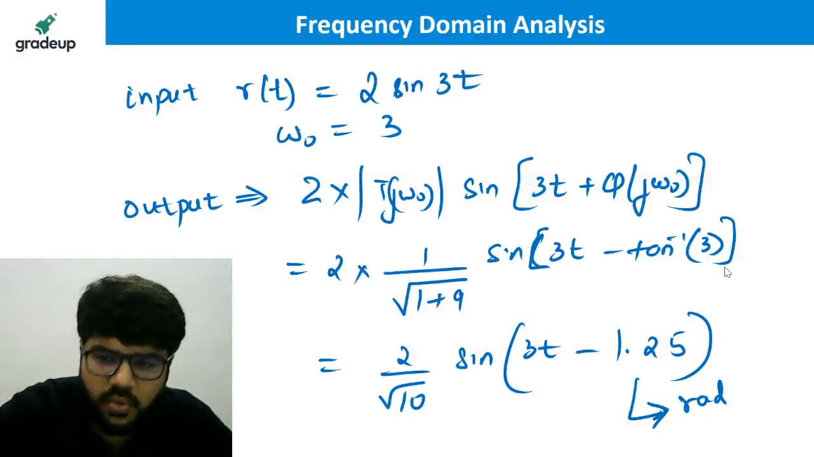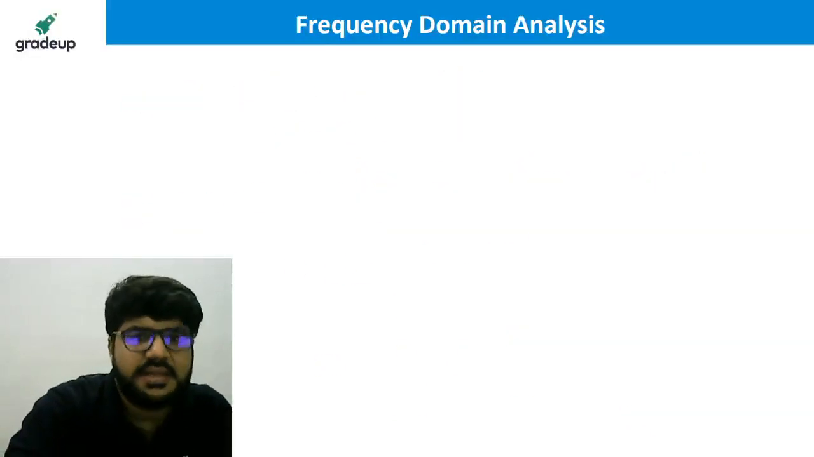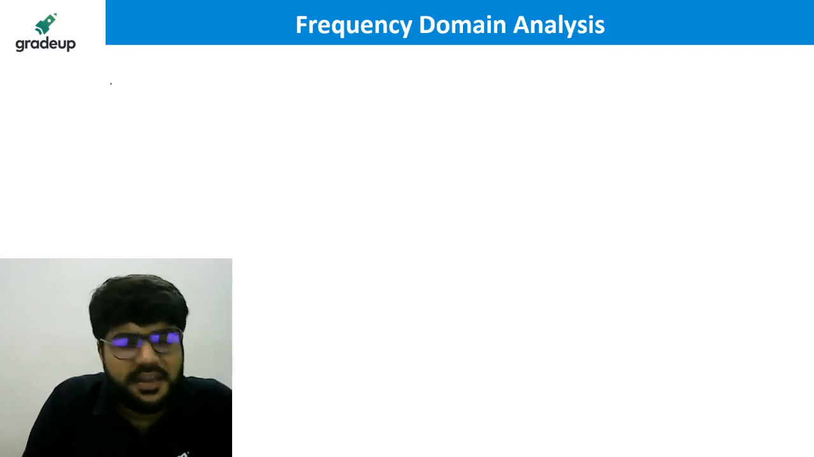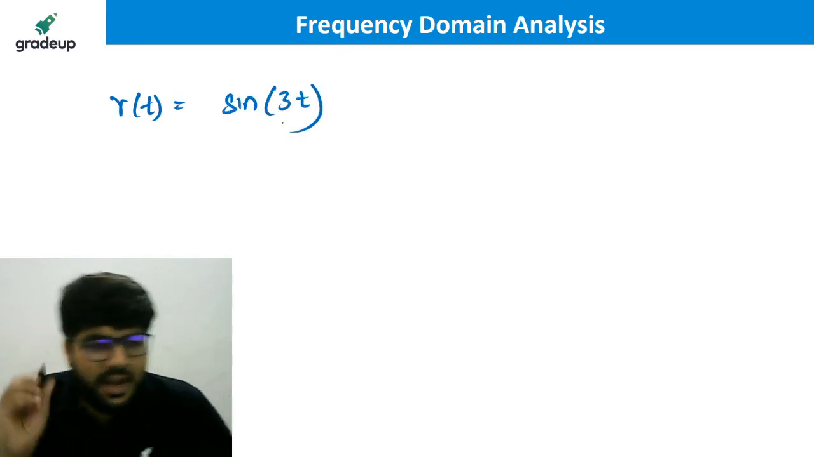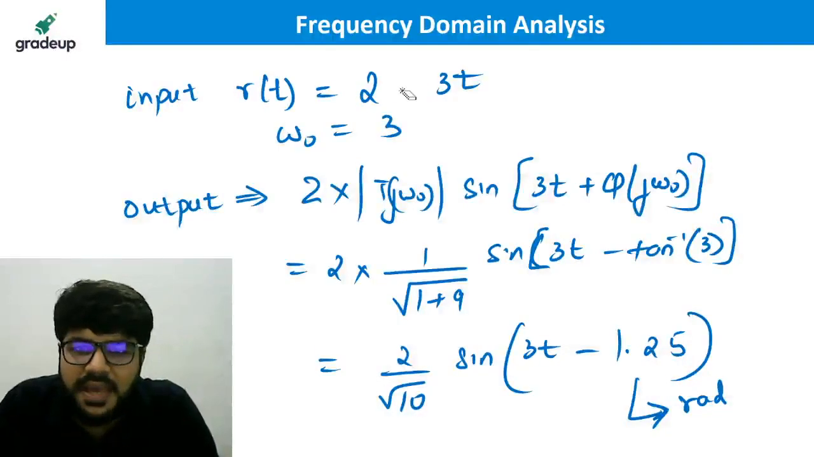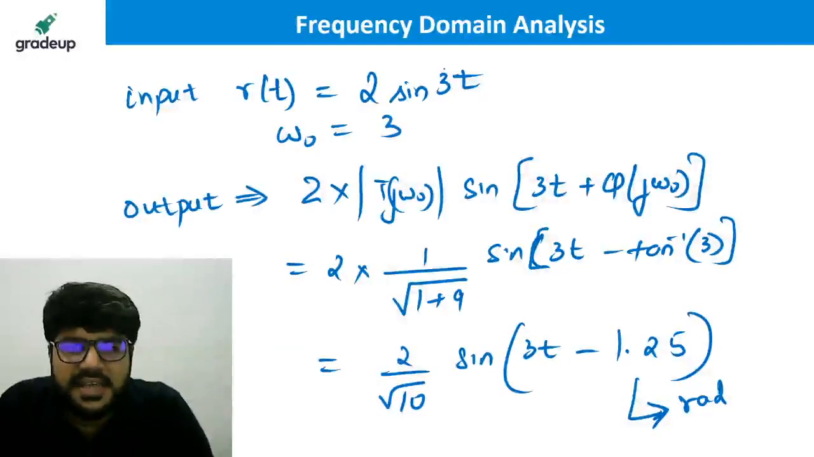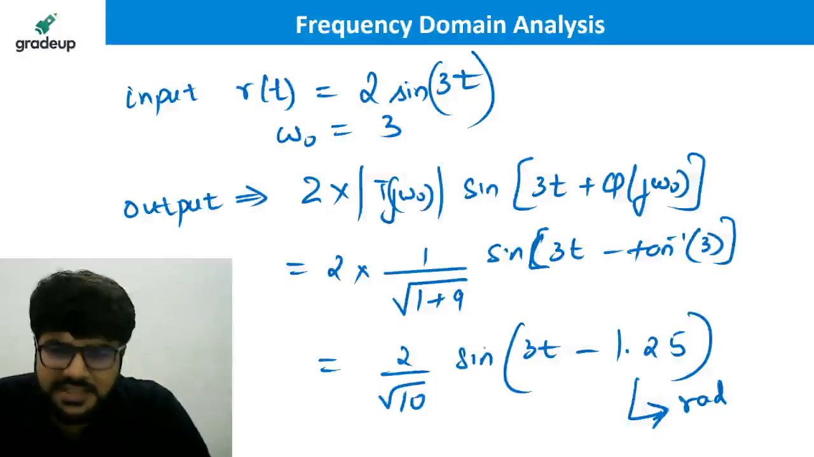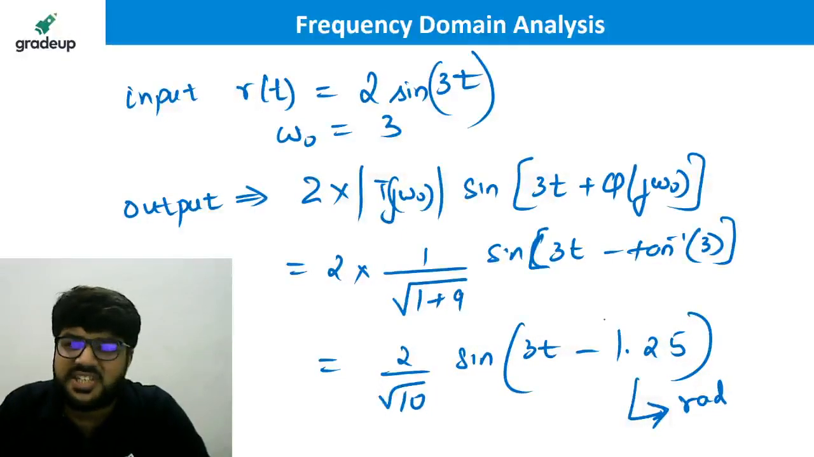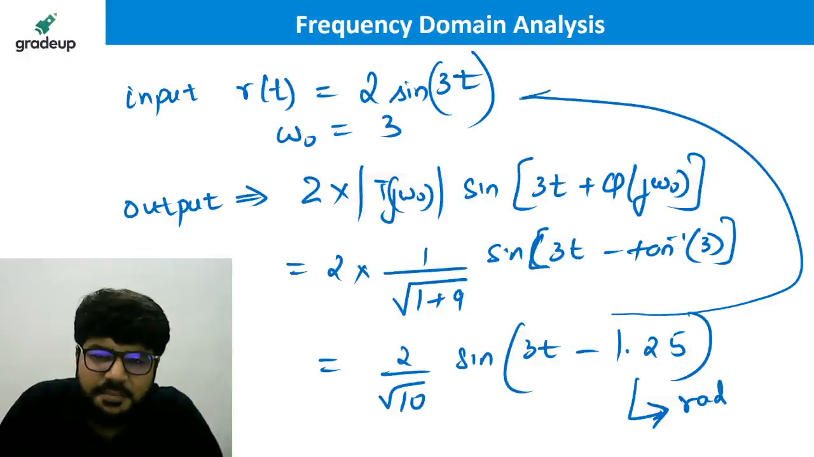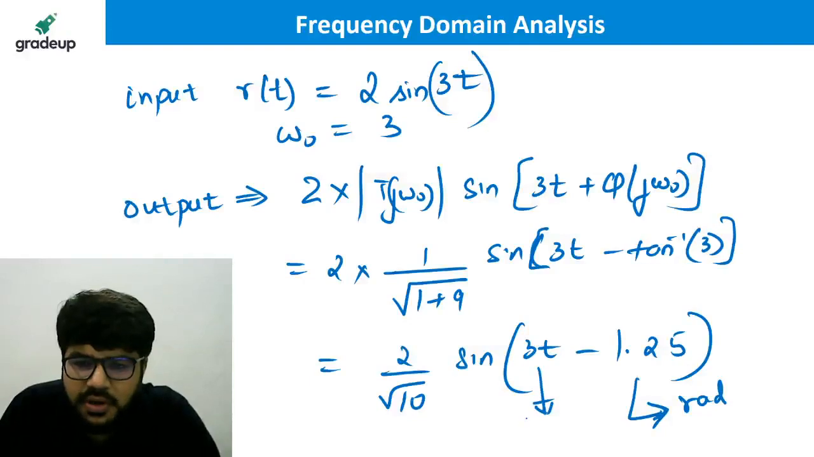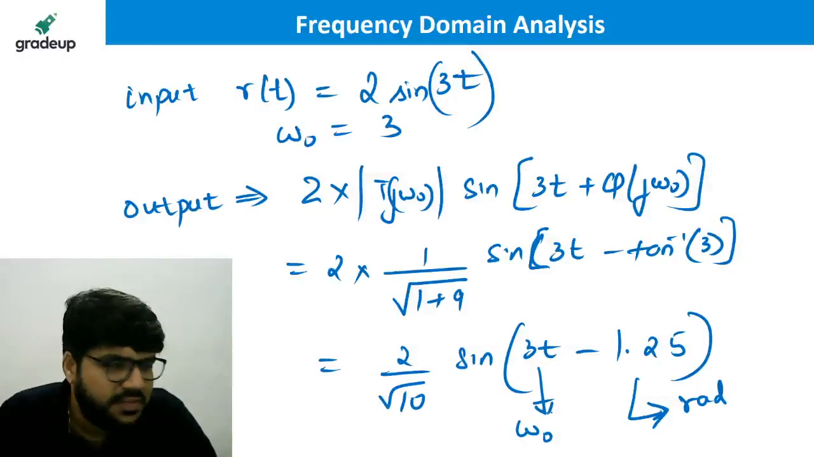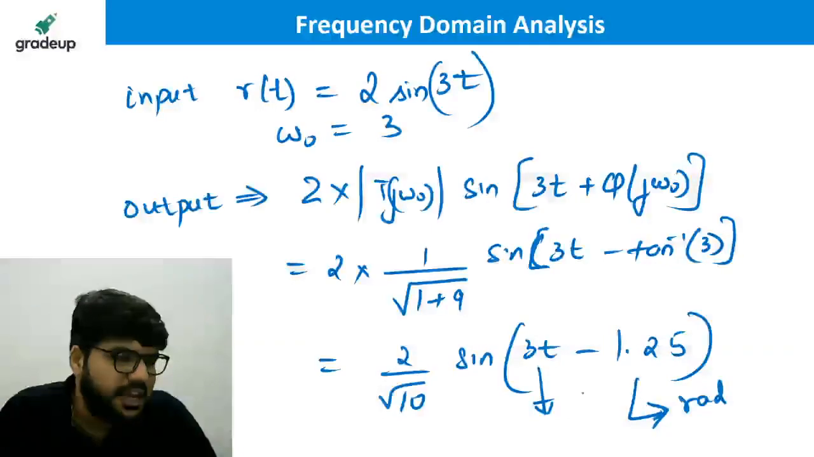Now, listen to this one. Suppose if I give you r of t equal to just sine 3t. Now make this clear: what is the input? Sine 3t is the input and the output is sine of 3t minus 1.25. That means it is shifted in phase as compared to the input term. But what about the frequency of the output? That is the same. The frequency of the output is 3 and the frequency of the input is 3.